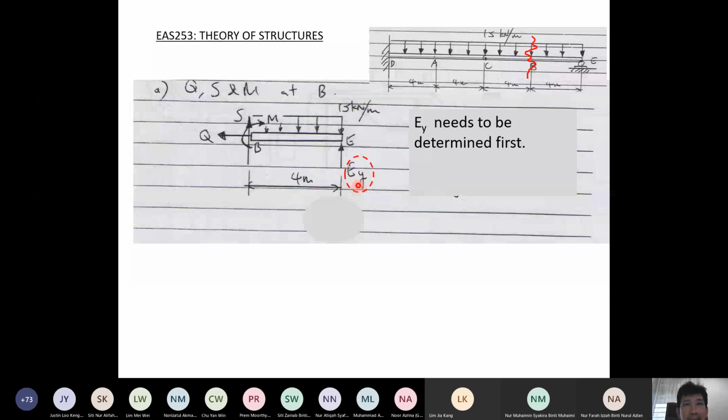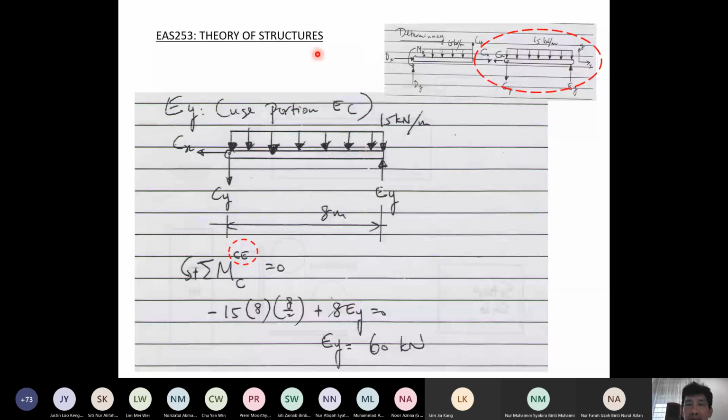So EY has to be determined first. This is also a kind of revision for us. This is a beam with a hinge. So we cut this beam at the hinge location and indicate that there are two internal forces here, because this is a hinge, which are CX and CY. And we are not interested in CX and CY, class. Our attention is on EY. We want to know EY. So we look at this free body diagram after we cut at the hinge, the right-hand side of it, and we take moment at the hinge here only for this part. That's why there's a superscript CE here, which is this free body. And we can get EY equal to 60 kilonewton.